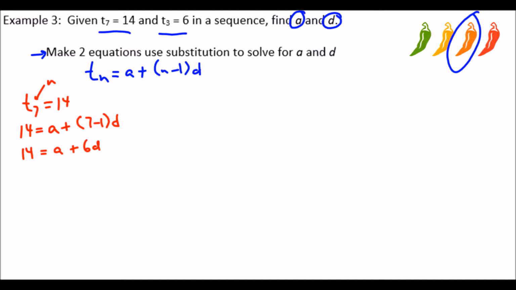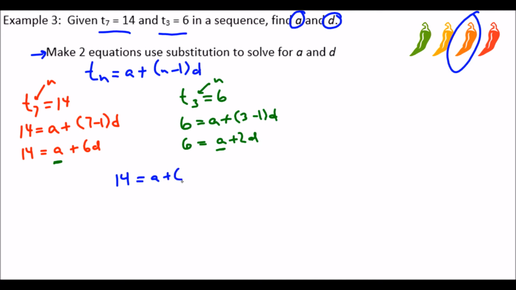There's my first equation. All right, the other equation is this. T3 is equal to 6. So again, that is my n. So 6 is equal to A plus (3 minus 1) D. So 6 is equal to A plus 2D. So what I'm going to do is line these up, and you can see that I've got a common A term in both. So line them up, so I get this. I get 14 is equal to A plus 6D. The other one is 6 is equal to A plus 2D.